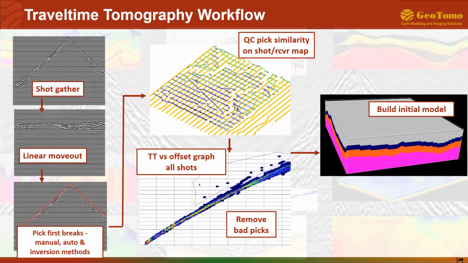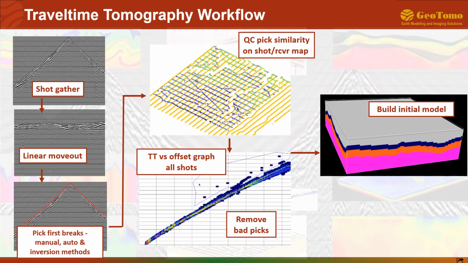Starting with the shot gathers, we apply a linear move out, then choose a picking strategy depending on the wavelet shape and the noise levels. Because accurate first break picks are essential to building a quality near-surface model, TomoPlus provides a wide selection of picking and QC methods. Shown here is pick similarity, where spurious picks can be identified from the shot receiver maps and then directly accessed and edited.